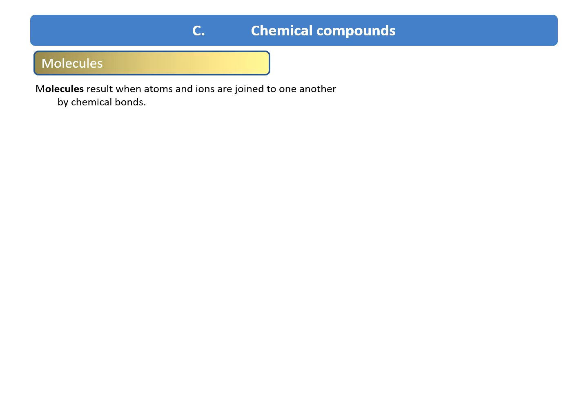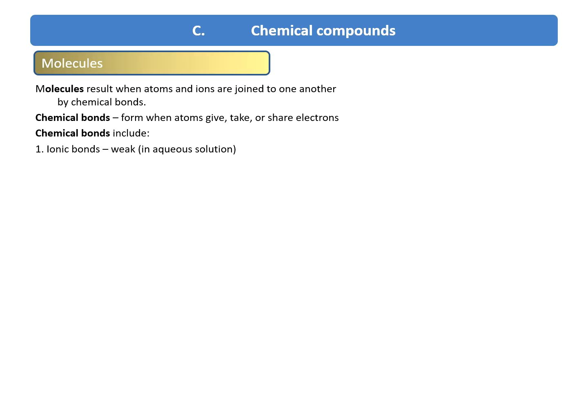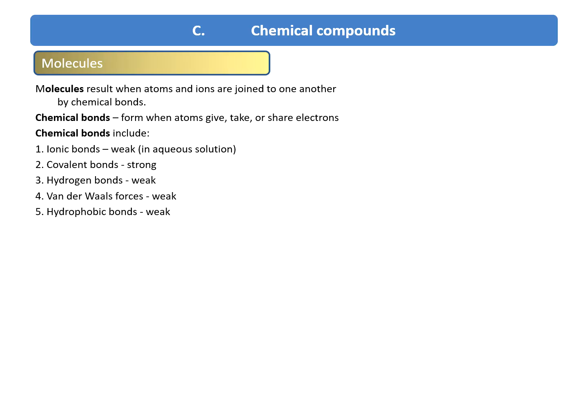Molecules result when atoms and ions are joined to one another by chemical bonds. Chemical bonds form when atoms give, take, or share electrons. Chemical bonds include ionic bonds. These are weak bonds, at least in aqueous, that is, watery solutions. Covalent bonds, these are strong. Hydrogen bonds, another weak bond. Van der Waals forces, also weak. And hydrophobic bonds, weak.